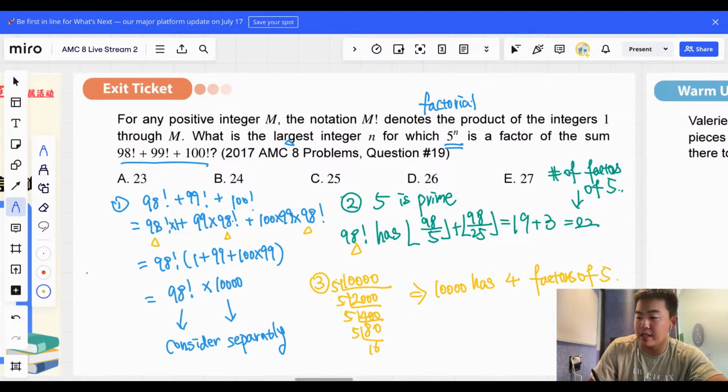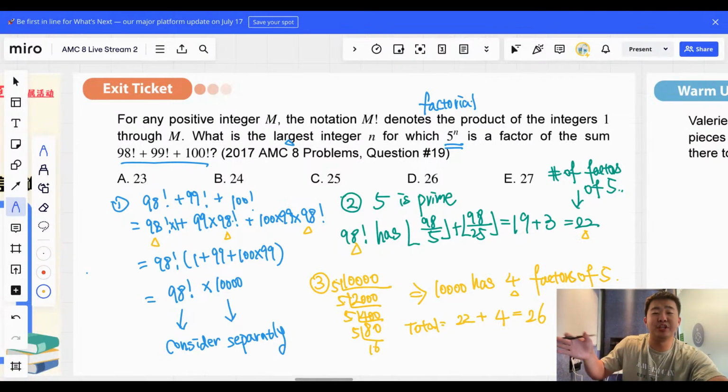Okay, very good. Now, remember, when talking about case by case, we always want to combine all the results from each case. So we have a total of 22 from the 98 factorial plus 4 from the 10,000. We have 22 here and 4 here. So 22 plus 4, what is their summation? It's just 26, okay? So A, B, C, D, E, what is the one we're looking for? 26 is option D. Okay, very good.